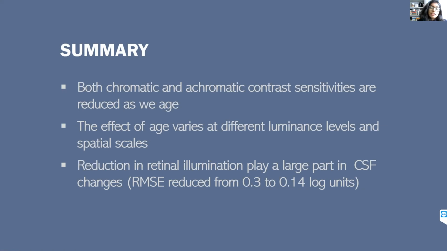The RMSE between young and old observers using a model with no age factor was 0.3 log units, but this value was reduced to 0.14 by simply plugging in a lower luminance value for older observers. And lastly, suprathreshold vision does not show any significant effect of age.